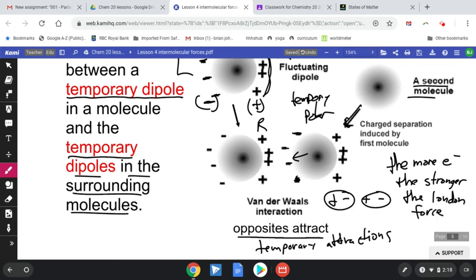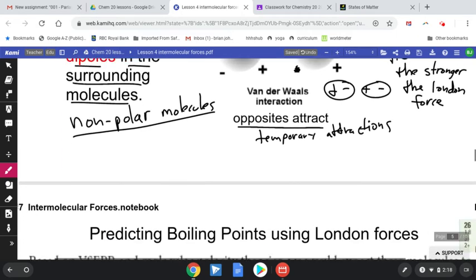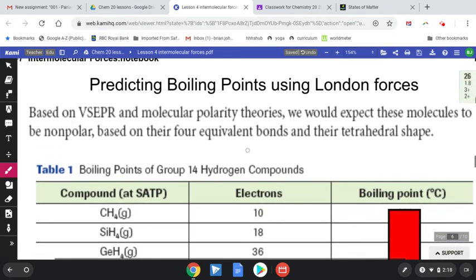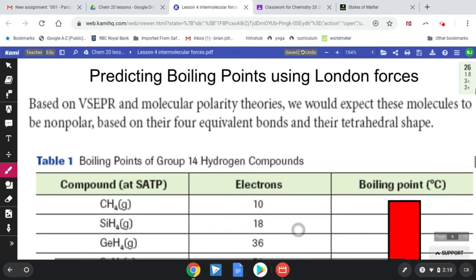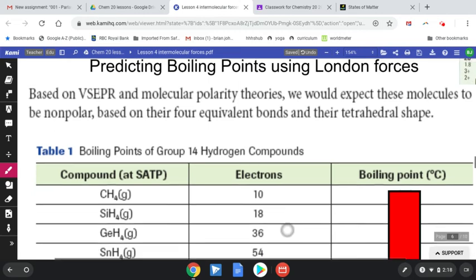Okay, and this only applies to non-polar molecules. I shouldn't say it only applies, but it's the only force present in non-polar molecules. Okay, so how do we use this stuff? All right, so if you know London forces, or you know the number of electrons, you can predict the strength of London forces.